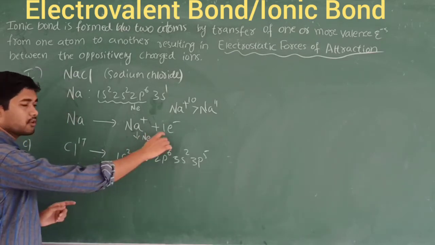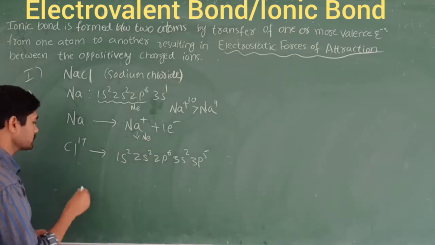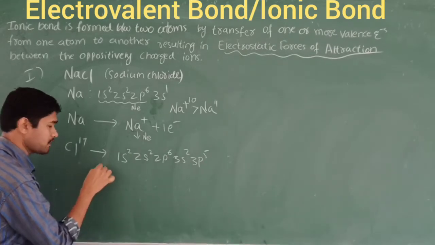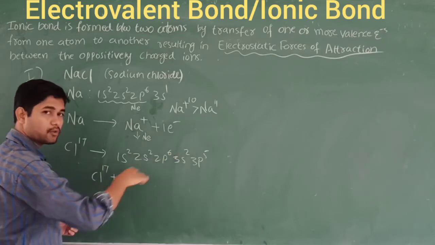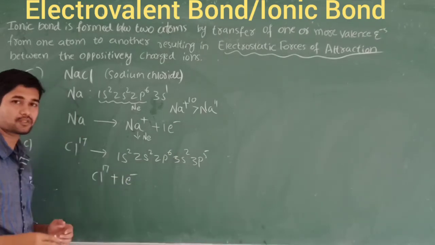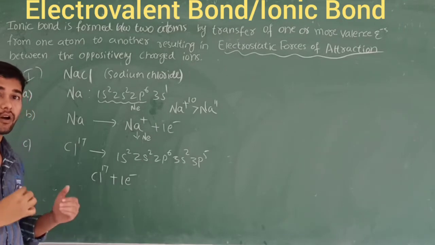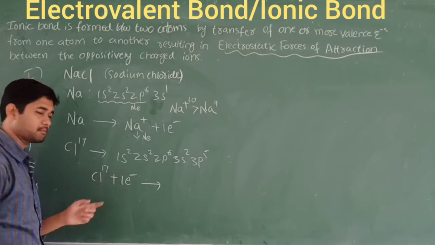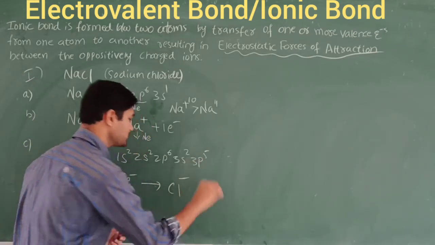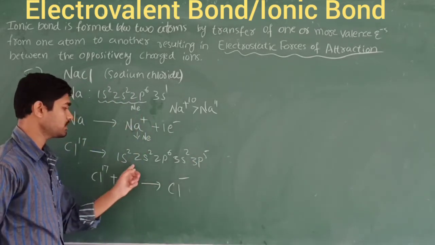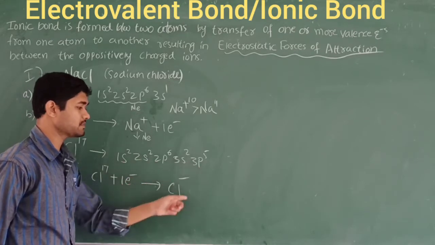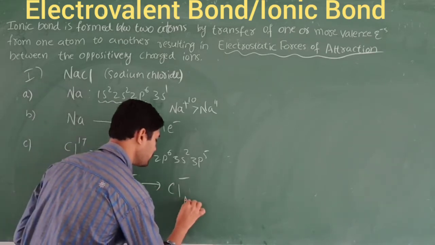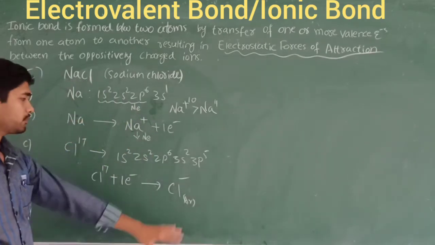Now the sodium has lost one electron, so the chlorine attracts it. This Cl, with atomic number 17, takes one electron. Why does it require one electron? To attain its nearest noble gas, argon, which contains 18 electrons. Now 17 plus 1 becomes 18, so I write Cl minus. Cl minus means 1s2, 2s2, 2p6, 3s2, 3p6, because after gaining one electron it has attained the stable argon configuration.